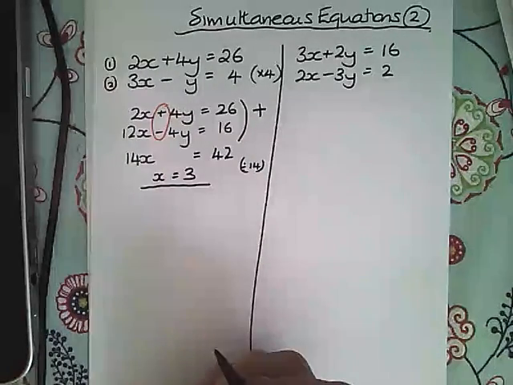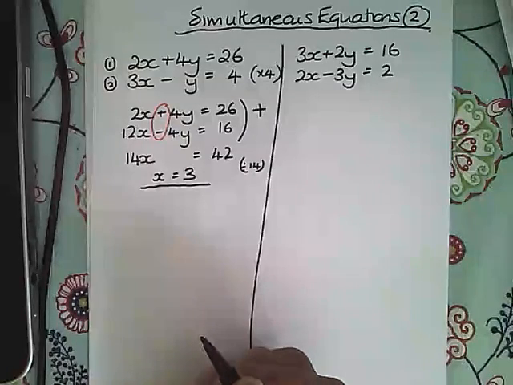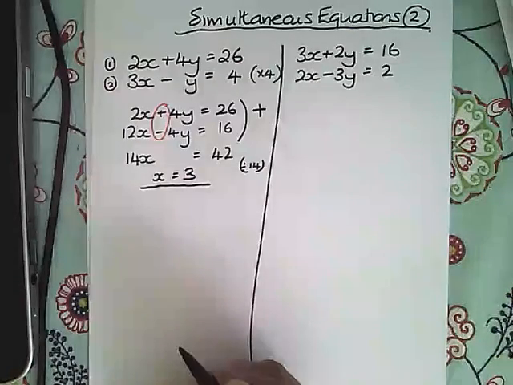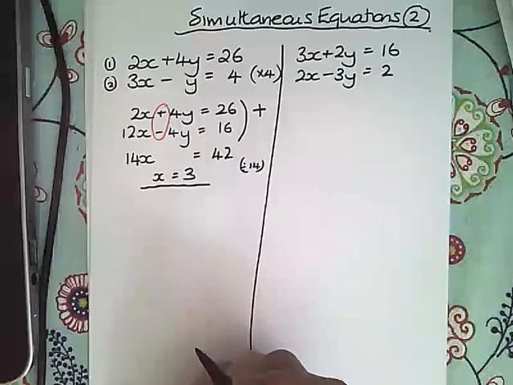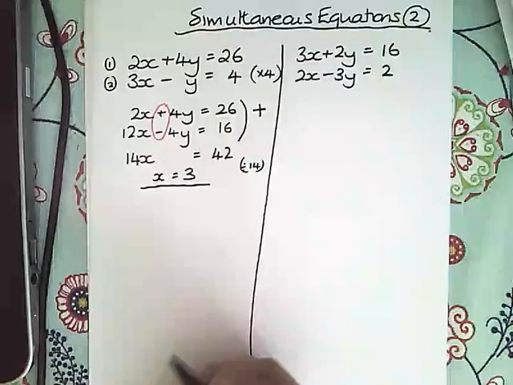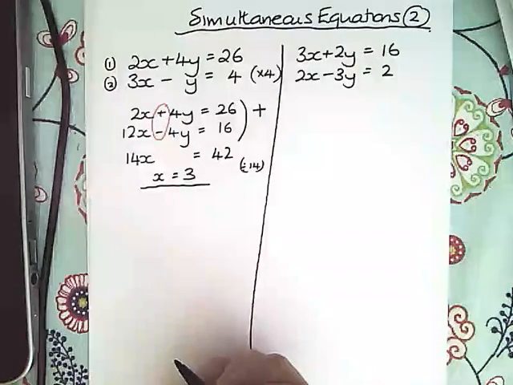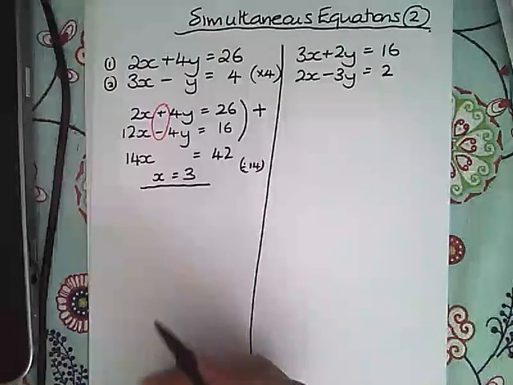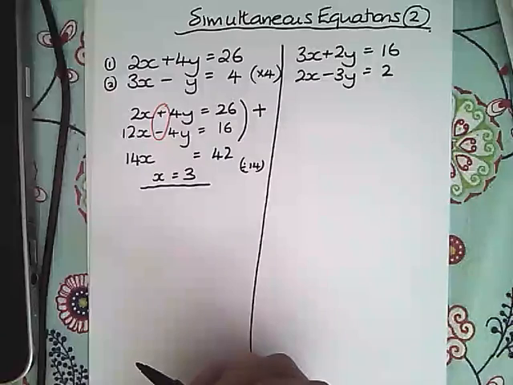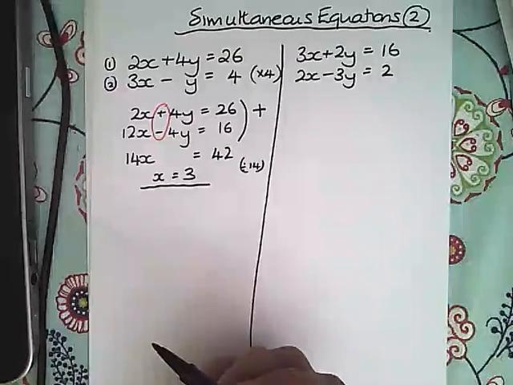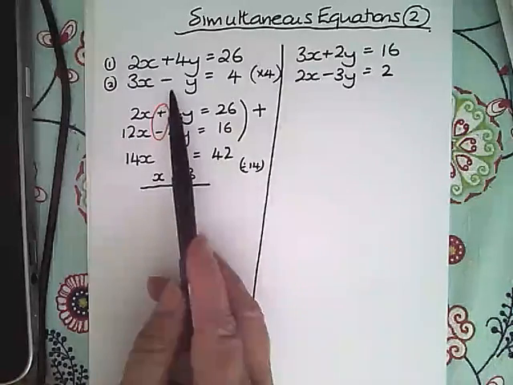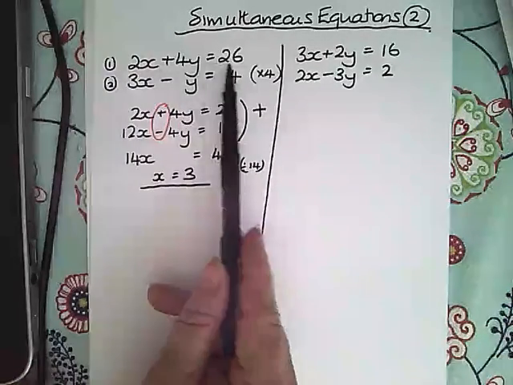Halfway there. We now need to substitute x equals 3 back into one of the two original equations. Do not substitute it into an equation you have messed around with, because if you have made a mistake and you substitute it back in, you will compound that error and it might not work out to be a very nice number. However, if you substitute it back into the original equation, it's less likely to have an error in it.